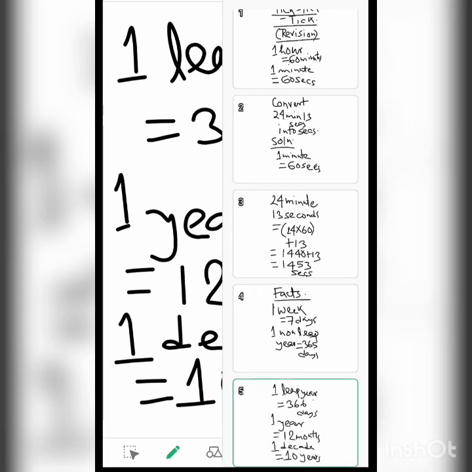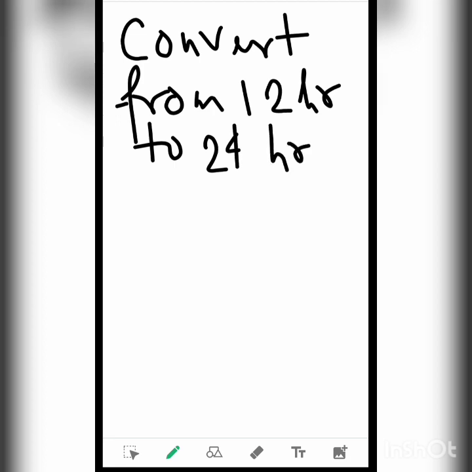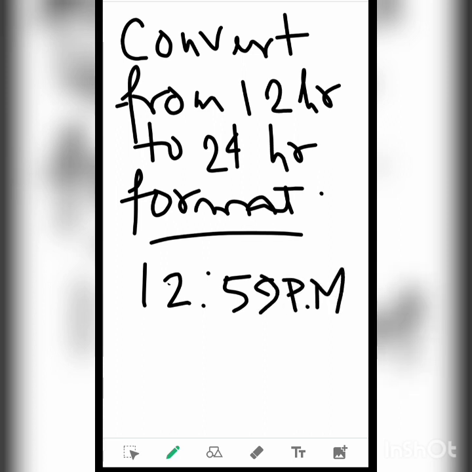Now coming to converting from 12-hour to 24-hour format. When we are doing these things, what we have to keep in mind is that till 12:59 p.m. the value from 12-hour to 24-hour will remain the same.